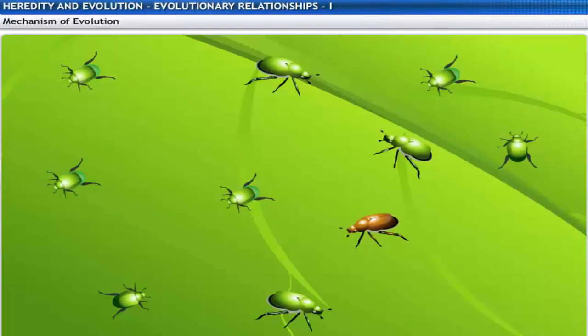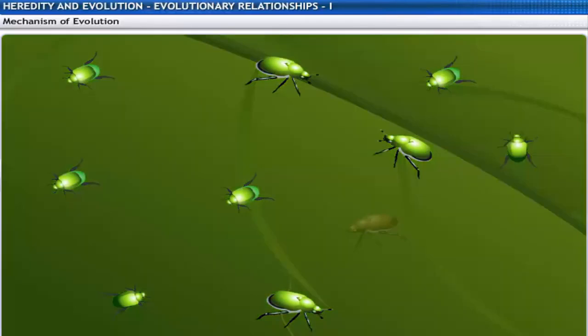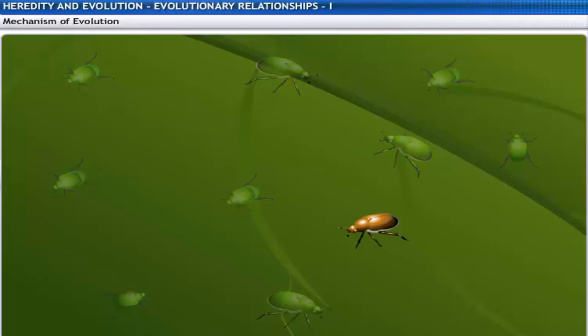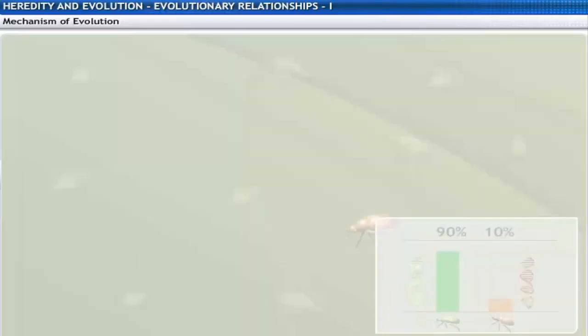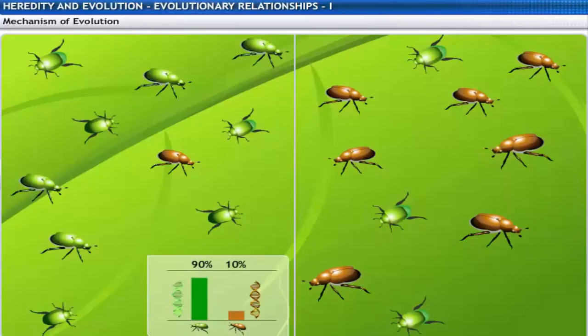Now, look at this sample population of two types of beetles. Around 90% of the beetles are green and 10% are brown. This means 90% have genes that provide the color green and 10% have genes that provide the color brown. Generations later, this is what the sample population looks like.